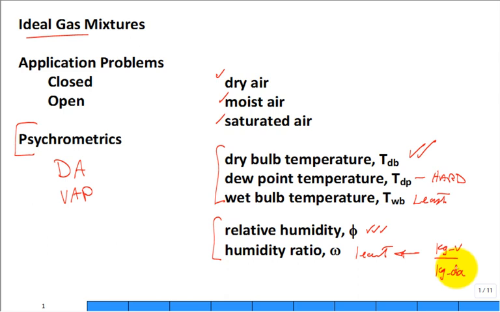Sometimes they'll just show it dimensionless because it is kilogram over kilogram. Just cancel the kilograms, and it is truly dimensionless. But it's kilogram of vapor divided by kilogram of dry air.